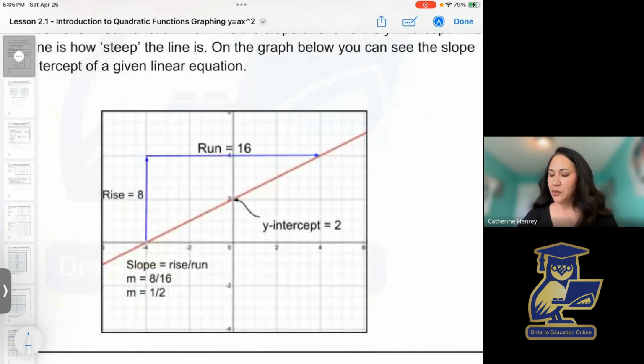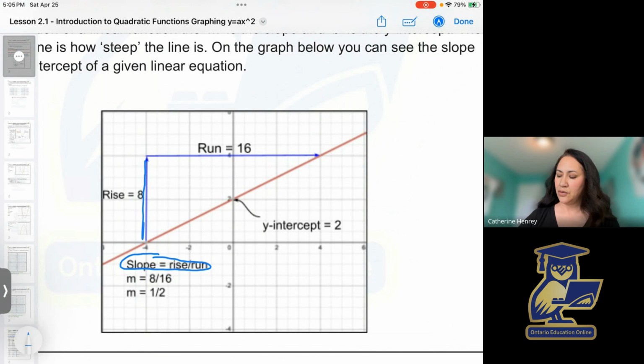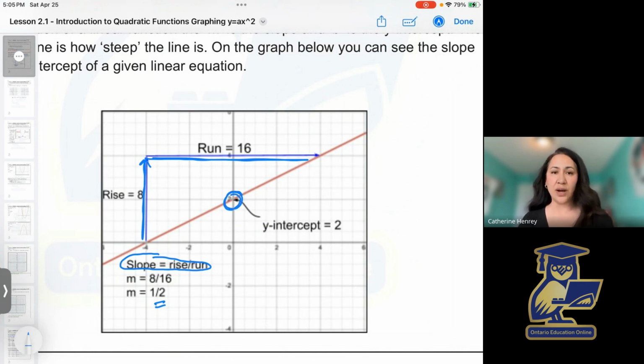So the red line represents our line. The slope from a graph is determined by the rise over the run. In this case, if we count the rise, we get 8. And if we count the run, we get 16. So we get 8 over 16, and we reduce that, we get 1/2. So there's the slope. And then the y-intercept is where the line crosses the y-axis.